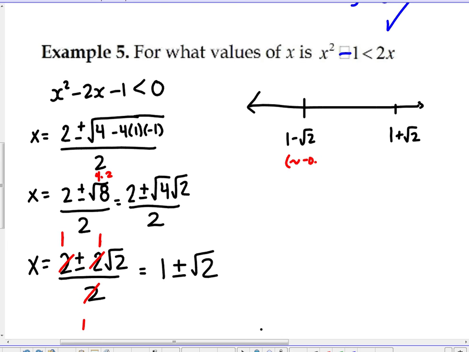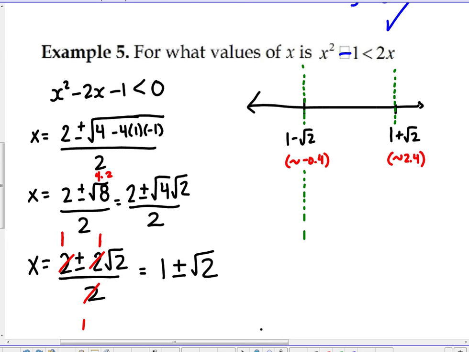Approximately negative 0.4. And if you have 1 plus 1.4, it's approximately 2.4. So by knowing that number, root 2, it helps you with your number line. But we're going to leave everything as an exact.